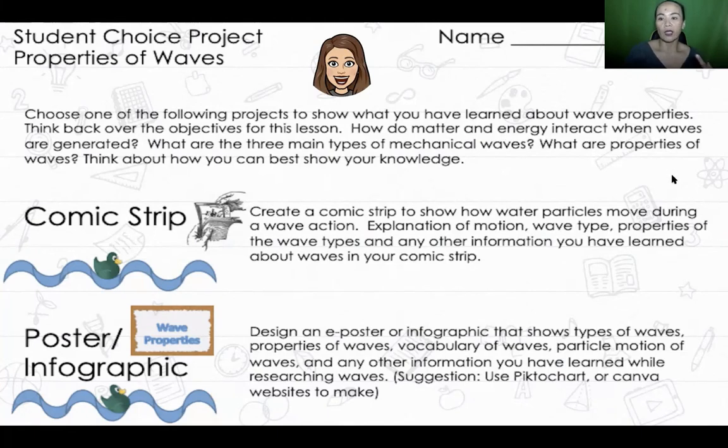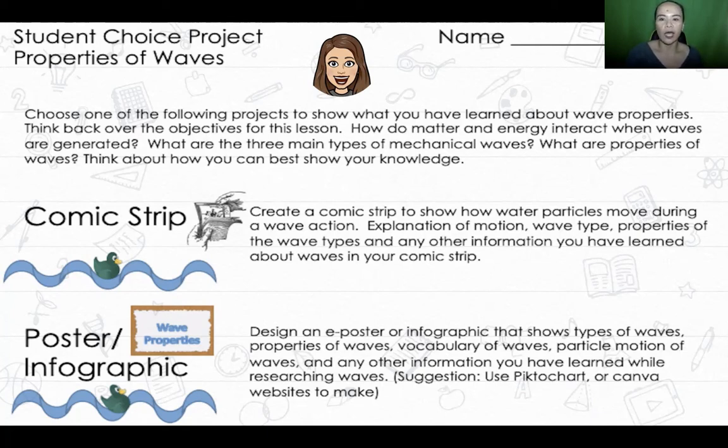First, you can do a comic strip. So you're going to create a comic strip to show how the water particles move during a wave action. Like at the beach, for example, if you surf, you can use a comic strip to explain the motion of the waves and then its properties and what you have learned about it in a comic strip way.